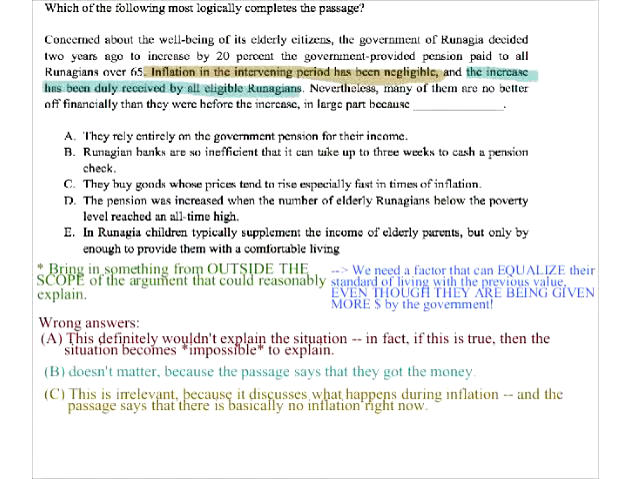And then D says the pension was increased when the number of Runasians below the poverty level reached an all-time high. I mean, D is a motivation behind the action, but it has nothing to do with the consequences of the action.